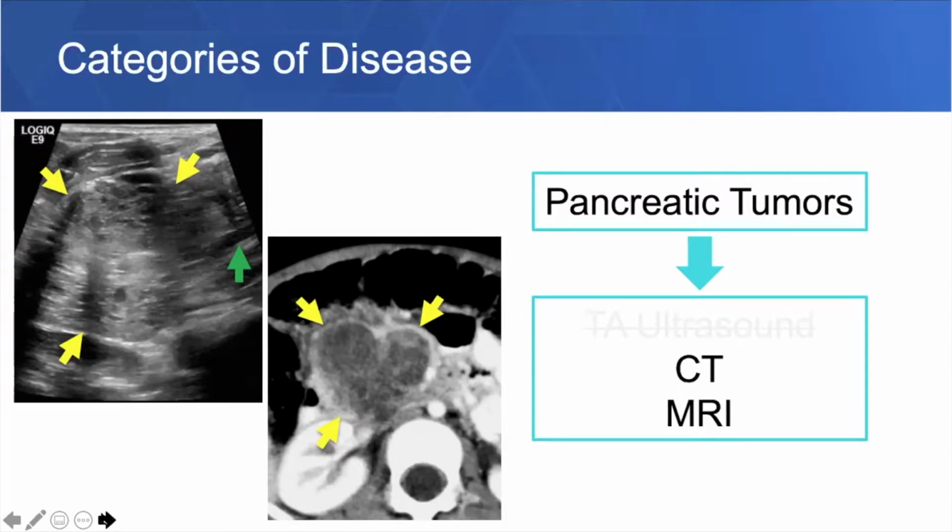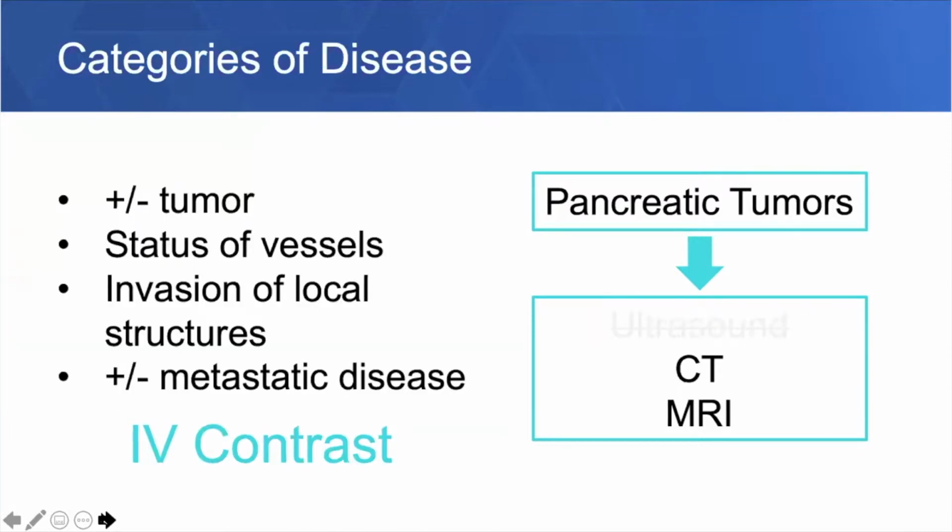One critical point is when you're imaging tumors, again, because one of the critical decision-making points here is invasion of other structures and the relationship to the blood vessels, IV contrast is pretty much mandatory. With MRI, we're getting to a point where we can do some imaging without intravenous contrast, but it's still a little bit early to do that. And so as a general rule, you're going to need intravenous contrast in your assessment of pancreatic tumors.